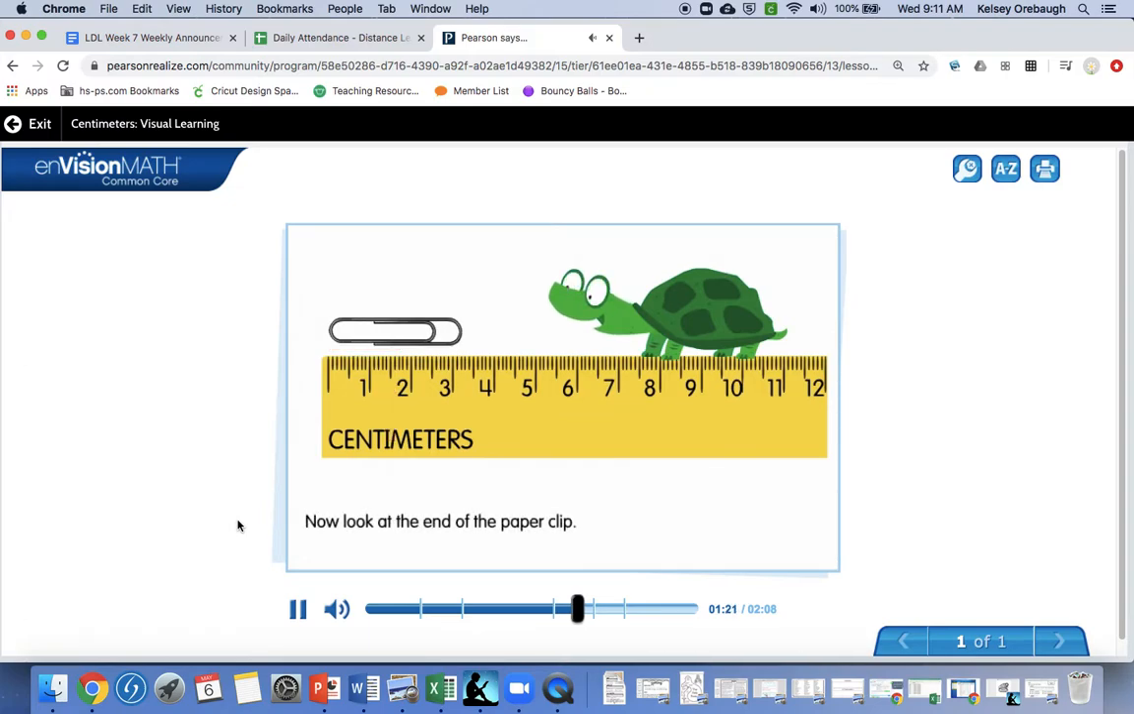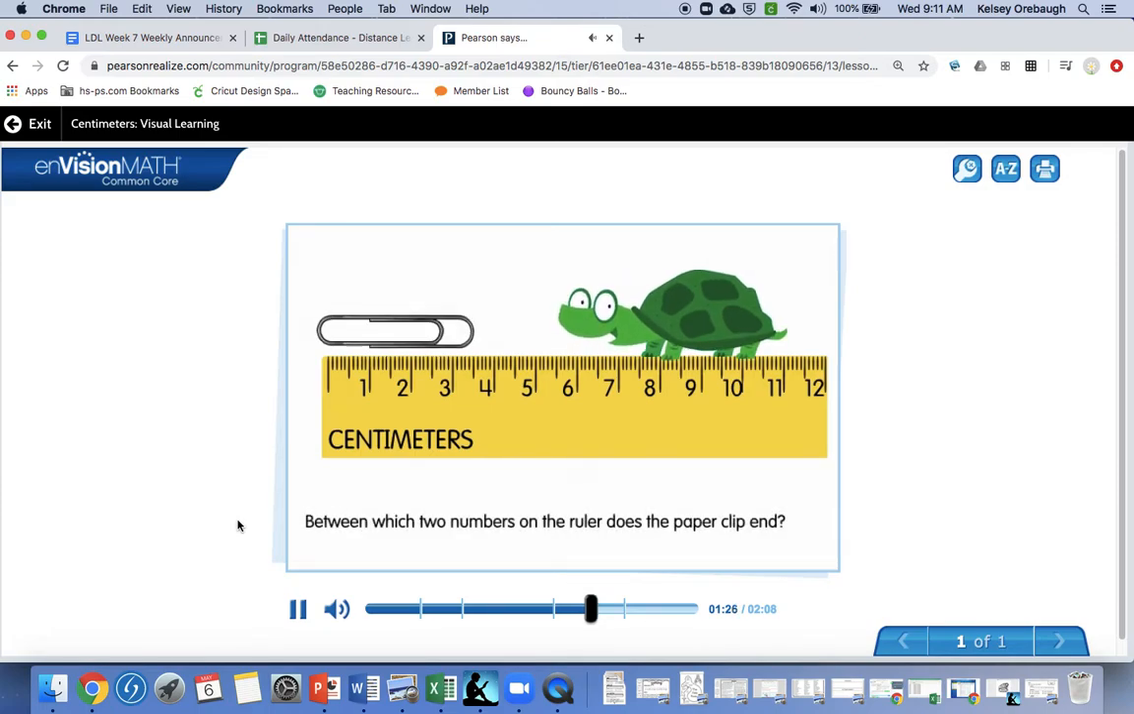Now look at the end of the paperclip. Between which two numbers on the ruler does the paperclip end? Okay, so let's look at this paperclip. We see that the paperclip is lined up with the 0 marking. The end of the paperclip falls between the 3 centimeter mark and the 4 centimeter mark. It falls right here. If you line up your mouse or your finger, whatever you have, we see that the paperclip ends between the 3 centimeter and the 4 centimeter mark. The paperclip ends between the 3 and 4 centimeter marks on the ruler.